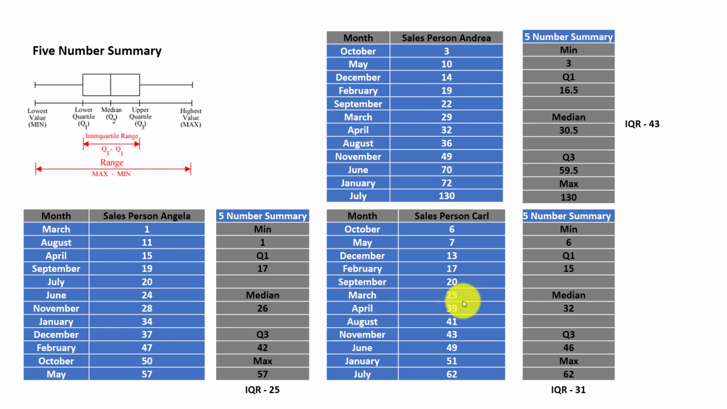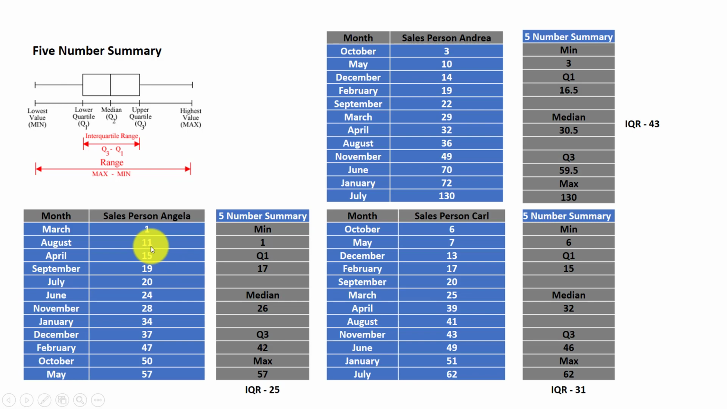Now, how to find Q1 and Q3 for all the data sets? Q1 will be the first 6 points: 1, 11, 15, 19, 20, 24. Out of this we have to find the median of this particular data set. We have 6 values, so the middle 2 values divided by 2 will be the median, that is 15 plus 19 divided by 2.